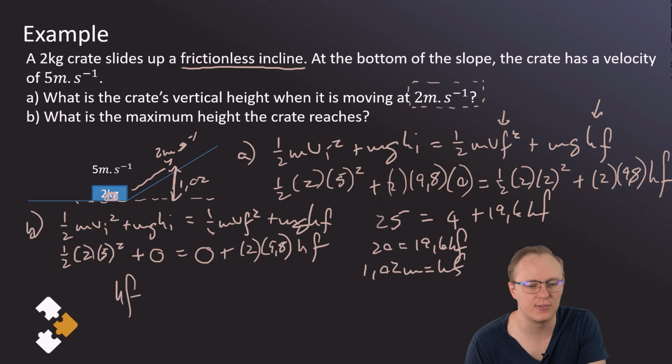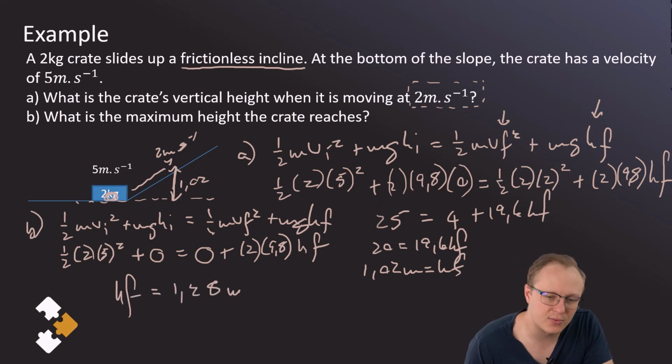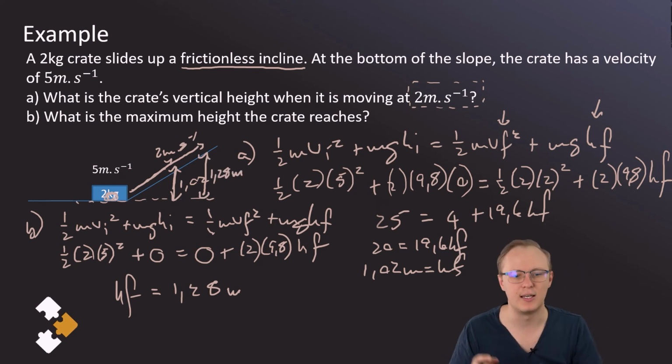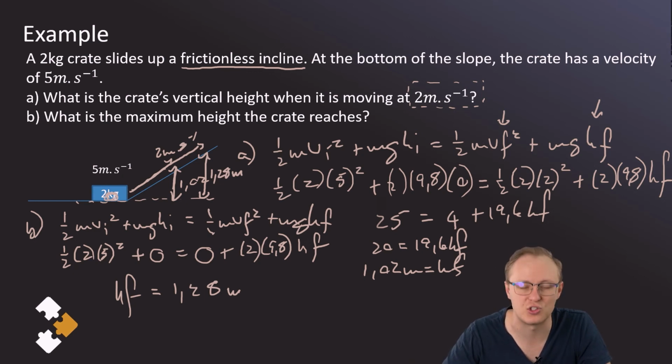So then Hf is equal to 1,28 meters. So what does that mean? Well, it means this thing slid up the slope, slowed down, slowed down, slowed down. And then when it was 1,28 meters above the ground vertically, that is when it finally came to a stop, and then presumably slowed back down the other way. But we're not interested in that part of the journey for this question.